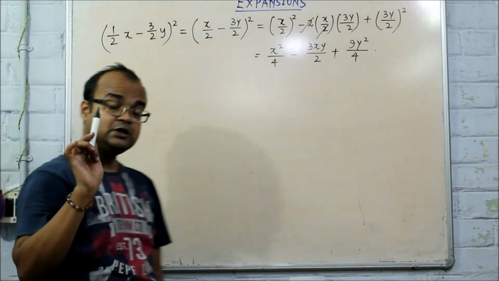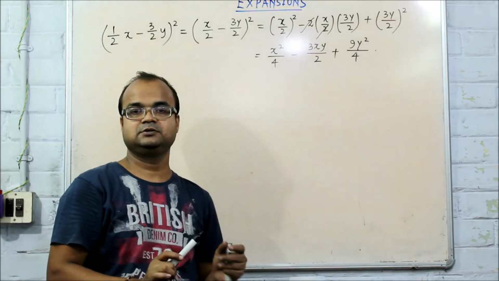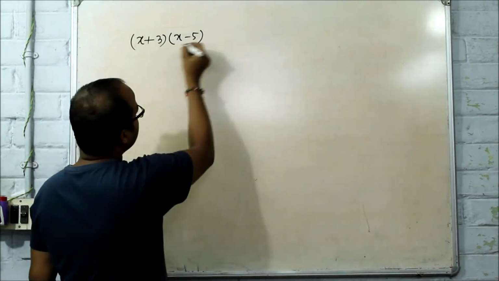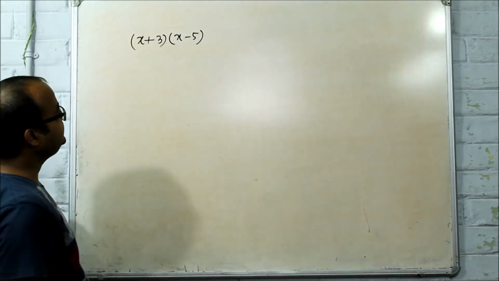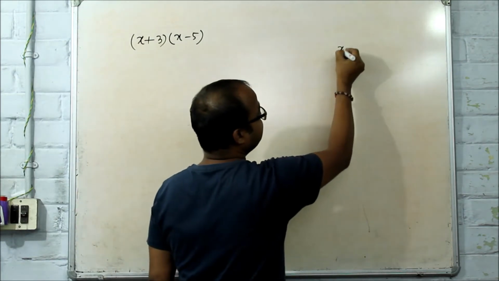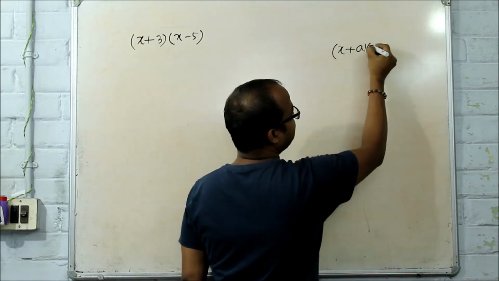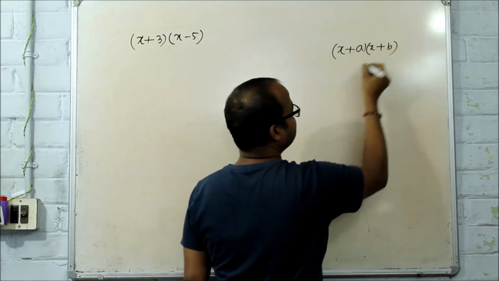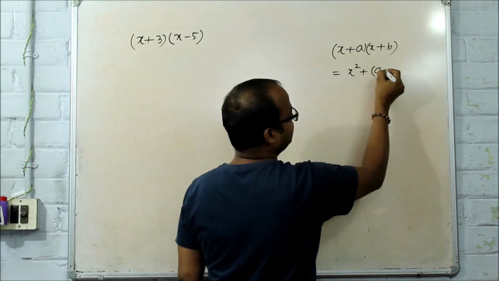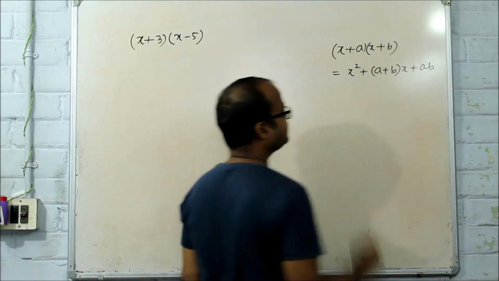Clear? So identify the formula and apply the formula. Now let us take another example: (x + 3) multiplied by (x - 5). If you learn these identities, I hope you know this identity: (x + a)(x + b) is equal to x square plus (a + b) x plus ab.